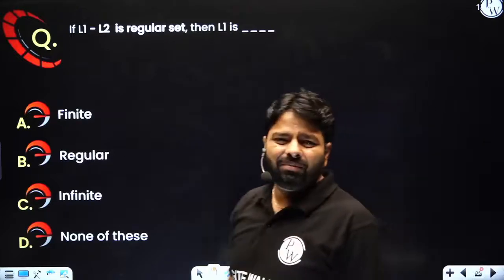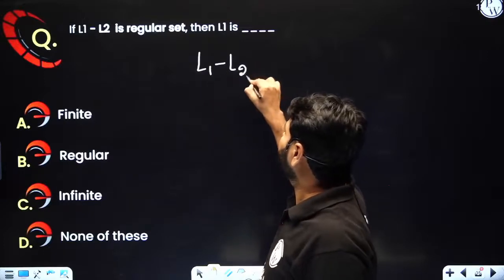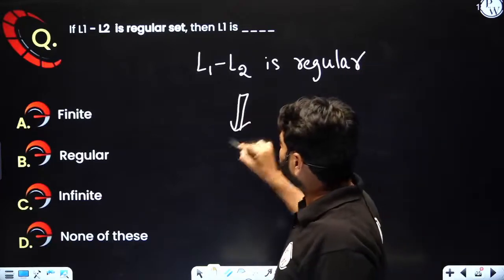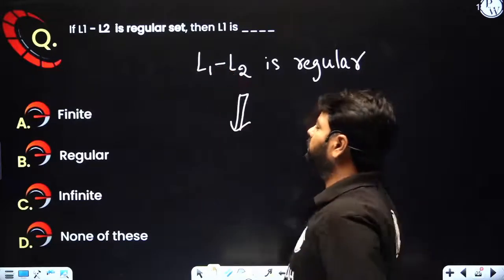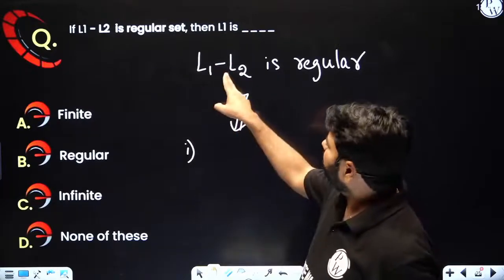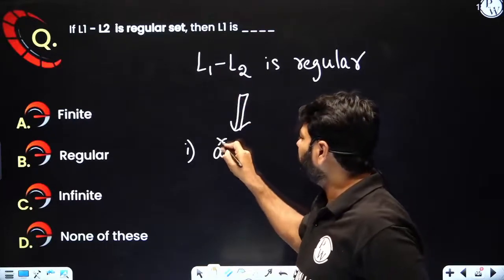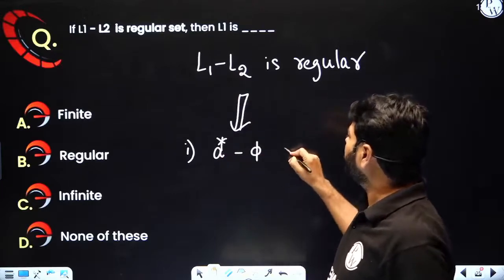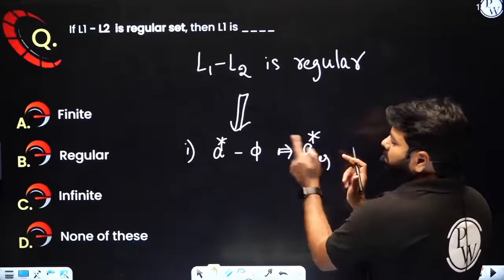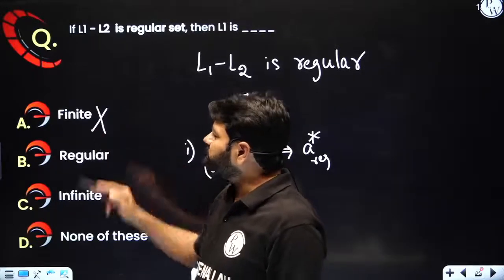Next, L1 minus L2 is regular, then what is L1? Now I'm talking about L1. In the first case, is there any possibility that L1 is infinite? Infinite minus L2, can I prove it regular? Yes, you can. I'm just taking a star minus pi. Still you get regular, right? It's just a star, which is regular. So L1 is possibly infinite, which means the option saying always finite is wrong.